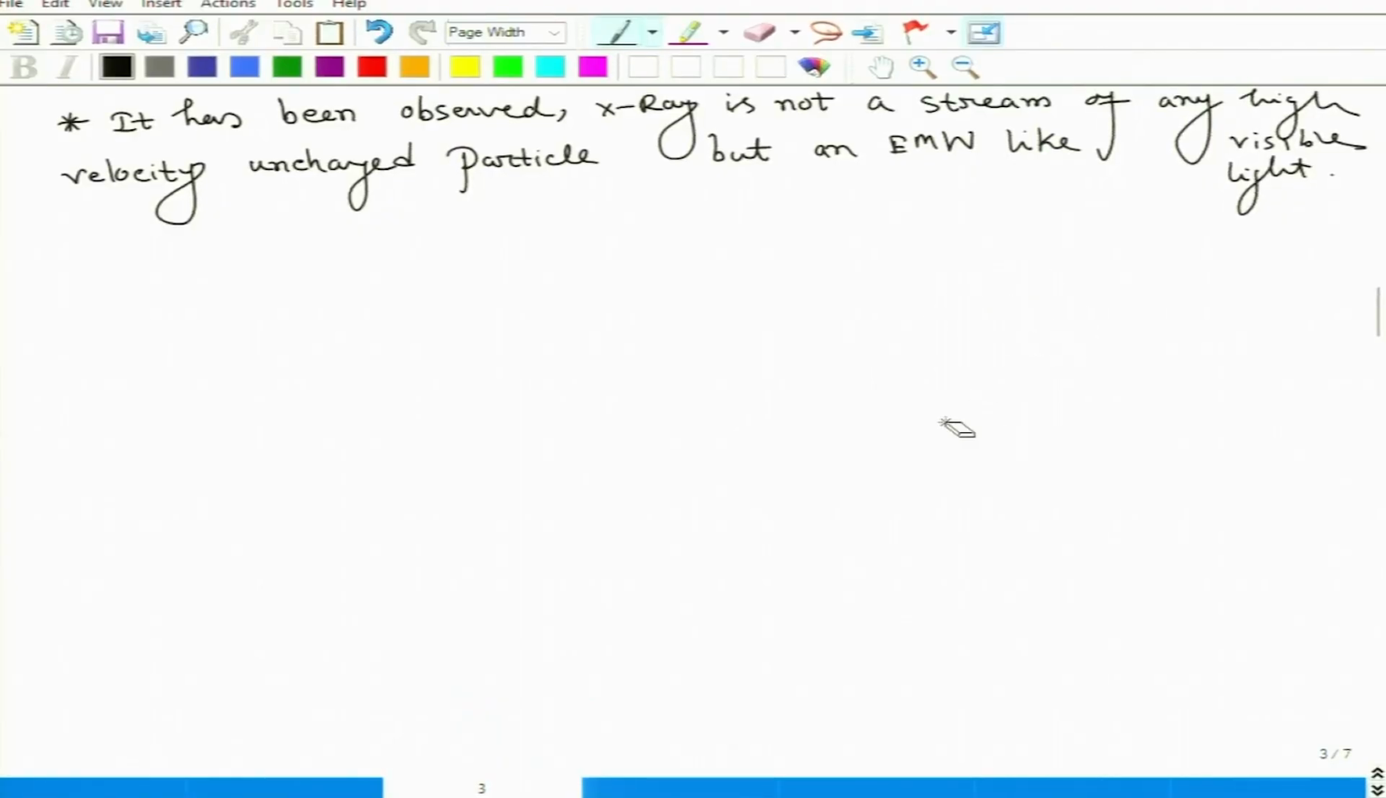But in case of photon, in case of X-ray, we can say m_e is 0, right? There is no mass. If we consider the photon also, there is no mass. So that's why there was no result. The observation proved that this is a flow of an electromagnetic wave. This is not a flow of particles.